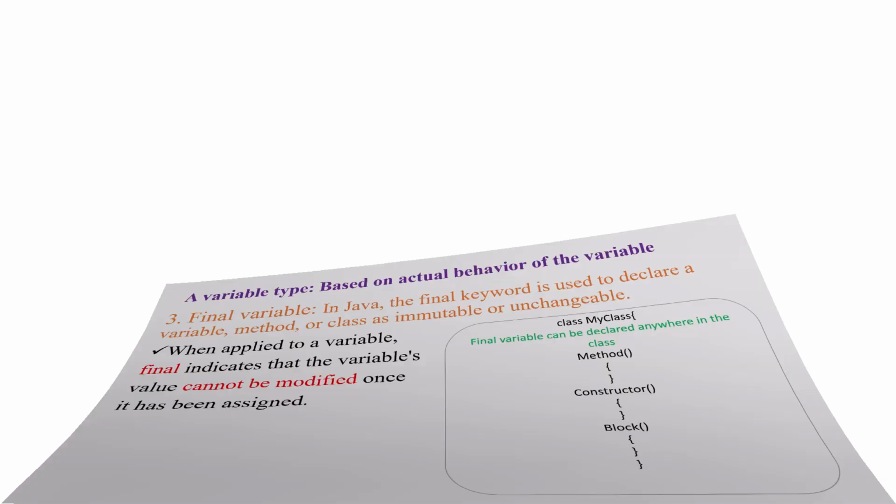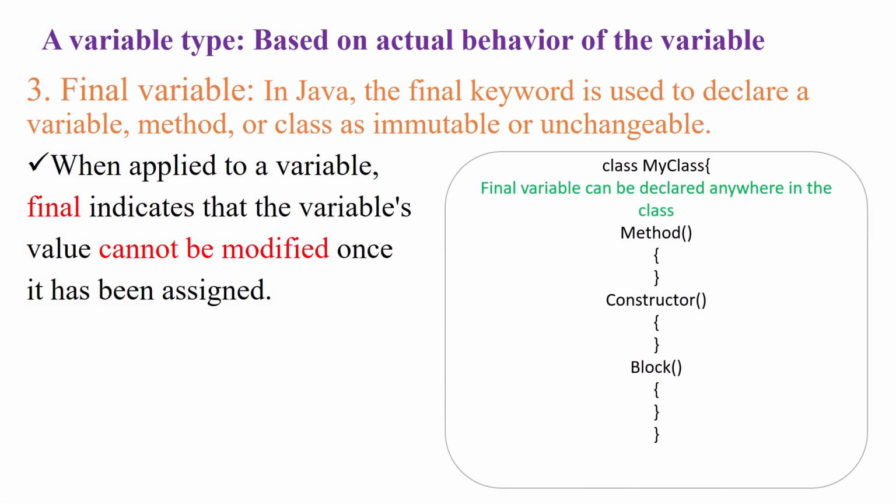Using final variables can make your code more robust, maintainable, and safe in certain situations. For example, it can help prevent unintended modifications to variables and ensures that the intended behavior of a method or class is preserved. Access modifiers.